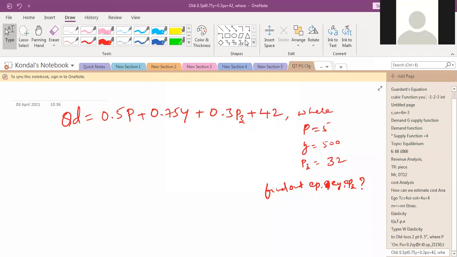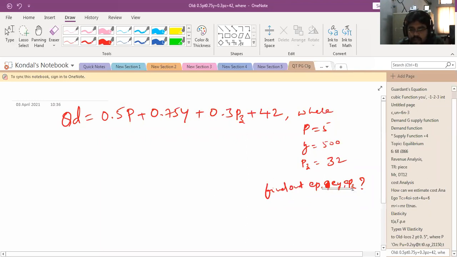Vandana. Yes, sir. See, you can take this one example. QD is equal to 0.5 of P plus 0.75Y plus 0.3 PZ plus 42, where P is equal to 5, Y is equal to 500, PZ is equal to 32. Find out the elasticity of price, elasticity of income, and cross elasticity.